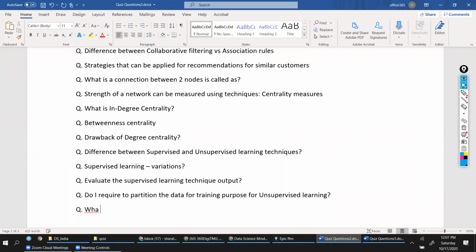Now, what should be the strategies applied for data partitioning? Yeah, what should be the strategies that should be applied for data partitioning?